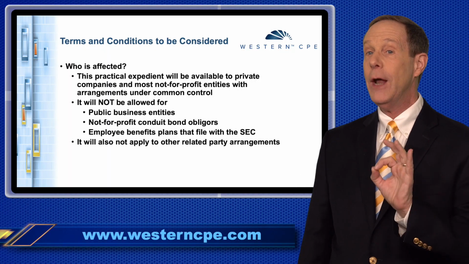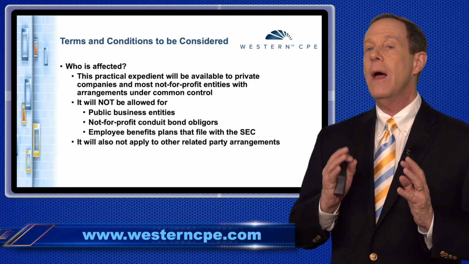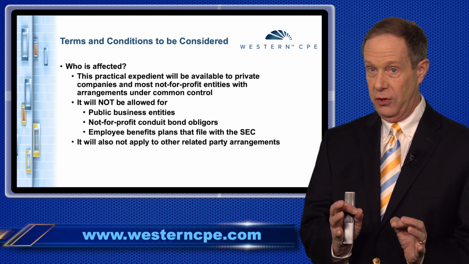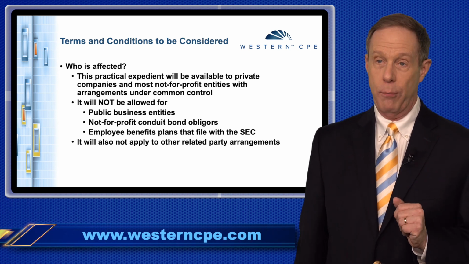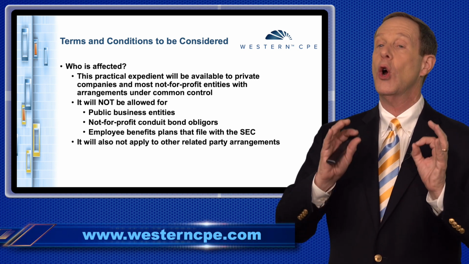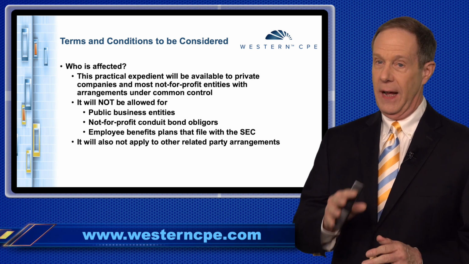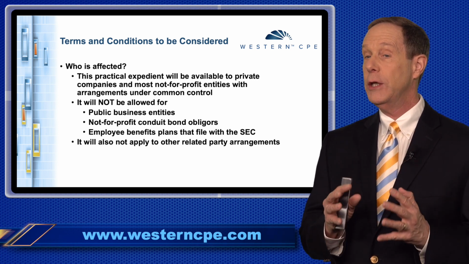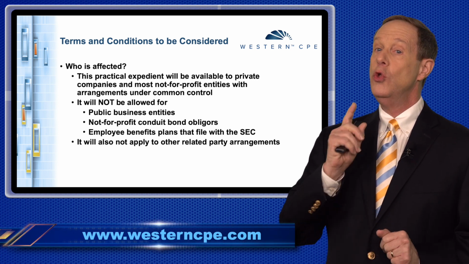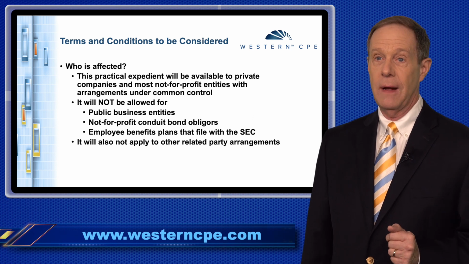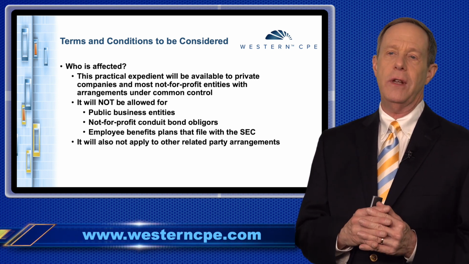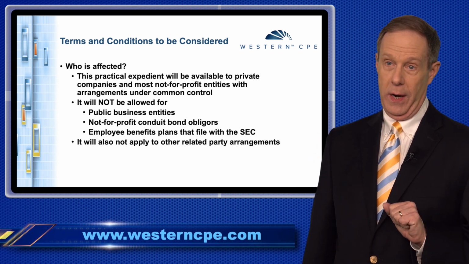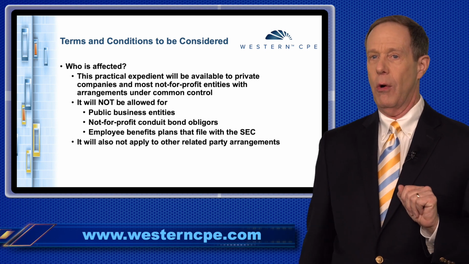Well, before we jump into that, who is affected? Who gets this? Well, the practical expedient will be available to private companies and most not-for-profit entities with arrangements under common control. Now, it's not going to be allowed for public business entities, nor for not-for-profit conduit bond obligors, nor any employee benefit plans that file with the SEC. Too heavy duty there. And it will not apply to other related party arrangements, just the common control ones.